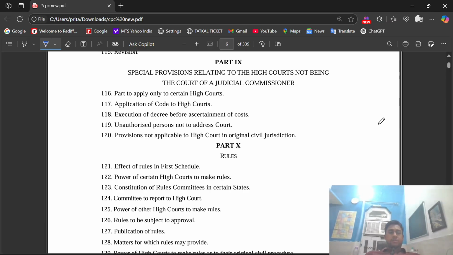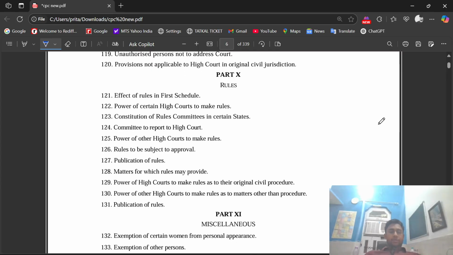Section 118, execution of decree before ascertainment of costs. Section 119, unauthorized person not to address court. Section 120, provision not applicable to high court in original civil jurisdiction. Part 10, rules. Section 121, effect of rules in first schedule. Section 122, power of certain high courts to make rules. Section 123, constitution of rules committees in certain states.